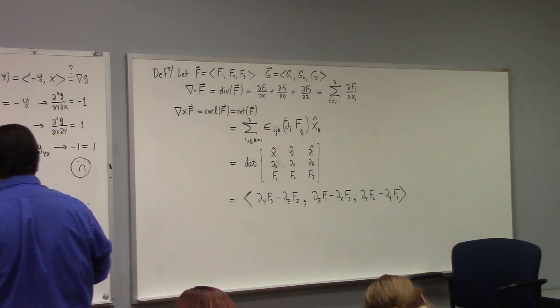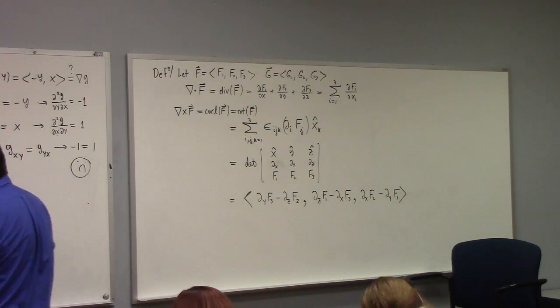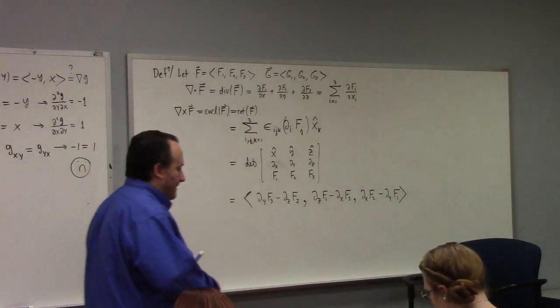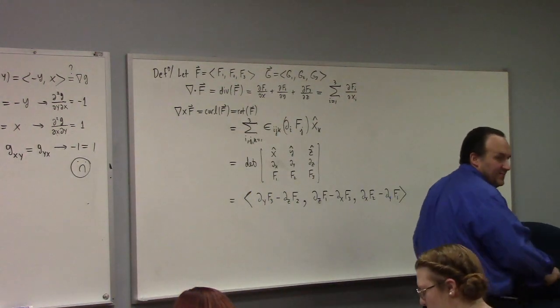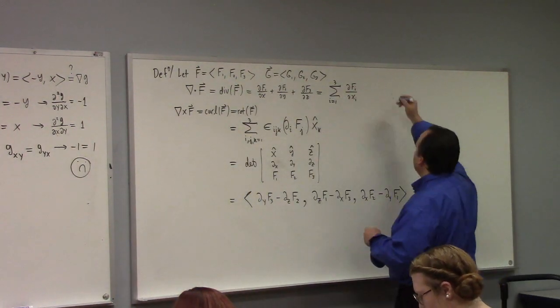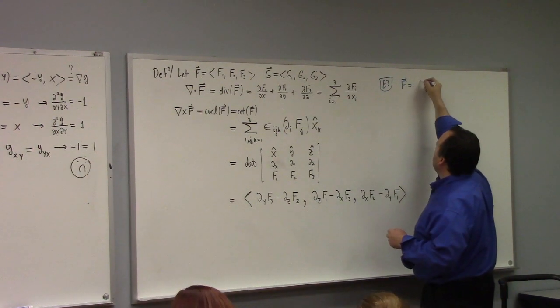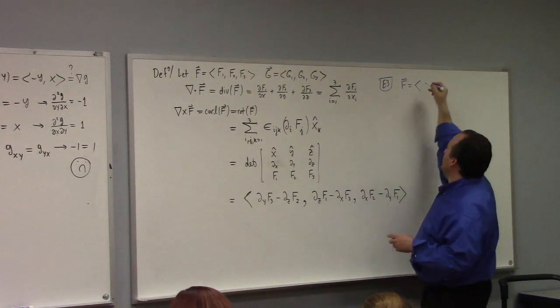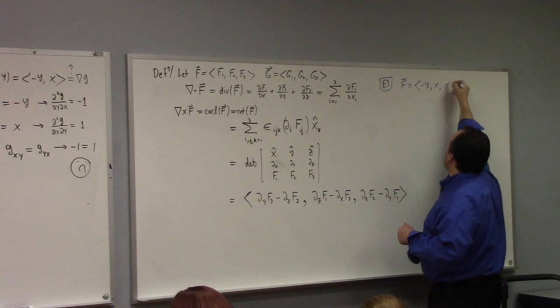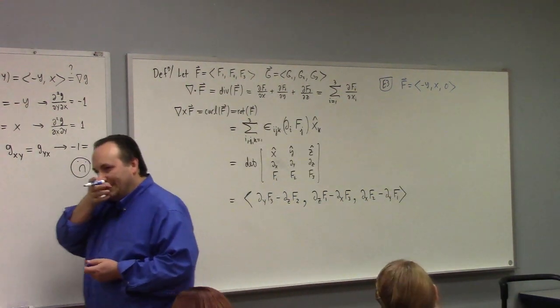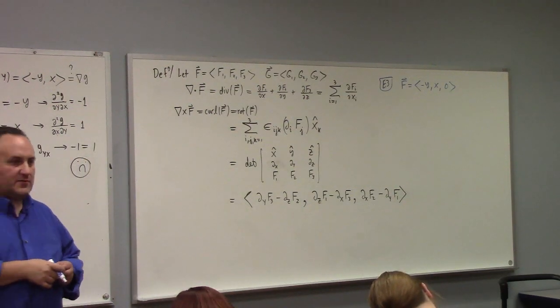So let's see here, example 3. How can we make example 2 three-dimensional? There's kind of a simple way to make that three-dimensional, right? What if we let f equal to, just slap a 0 on it, right? Minus y, x, 0. All right? Let's take the curl and the divergence of this thing.